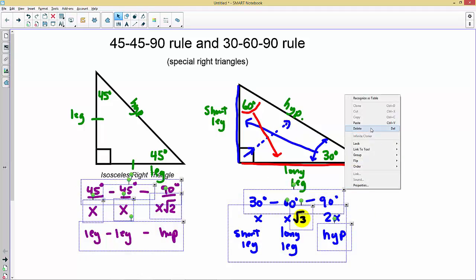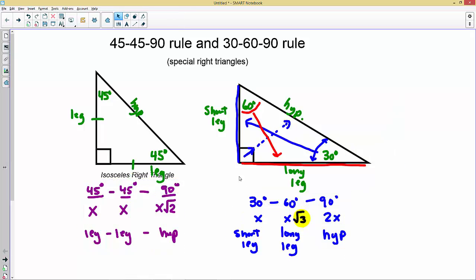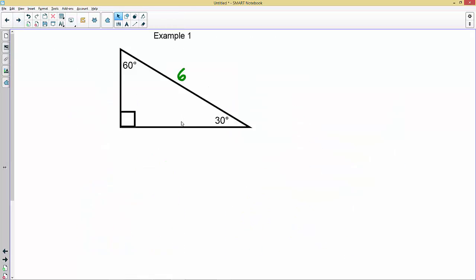And so I can be able to copy it. All right, so let's go to our first problem. First of all, you have to ask yourself which triangle do we have. In this case, obviously, it's a 30-60-90, not a 45-45-90.